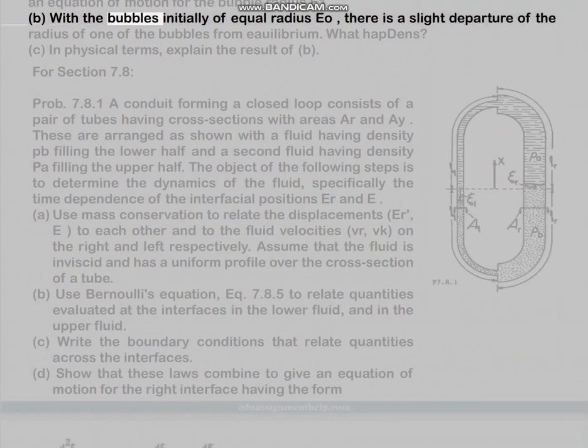B. With the bubbles initially of equal radius R0, there is a slight departure of the radius of one of the bubbles from equilibrium. What happens? C. In physical terms, explain the result of B.